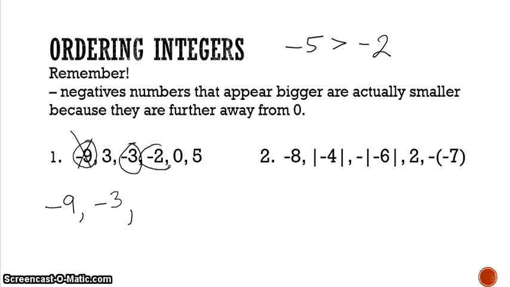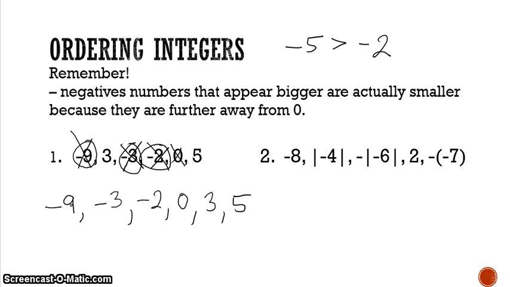And then it's negative 2. It's the last remaining negative number. Then I have 0, because 0 lies right between negatives and positives. So I already used up all of these. And then all I have left is 3 and 5. So we know that 3 is smaller than 5.